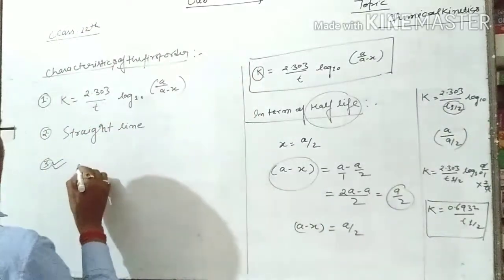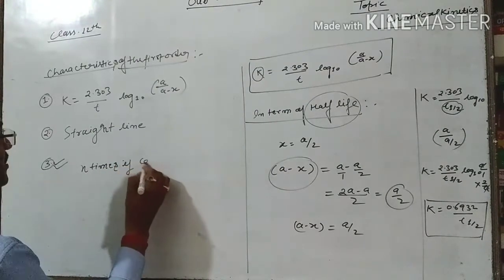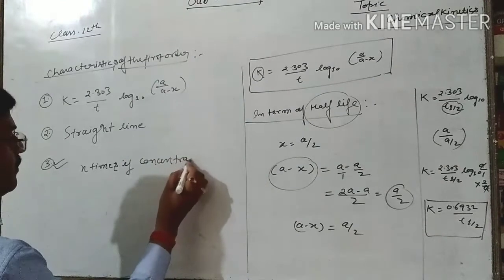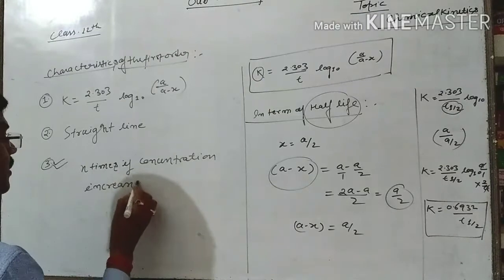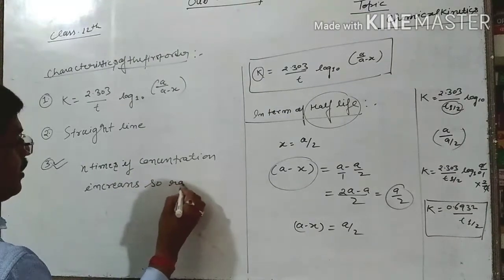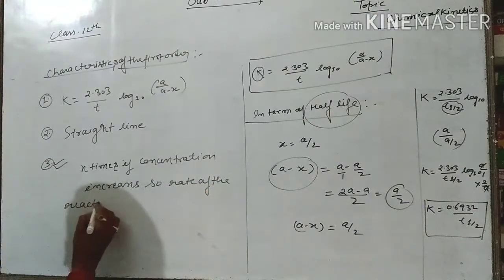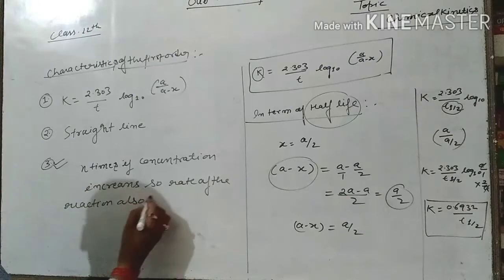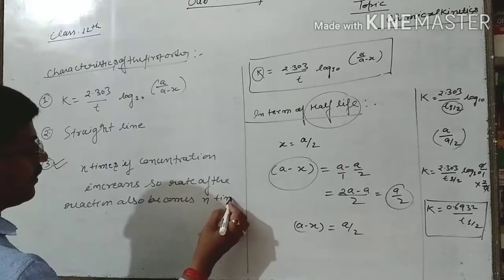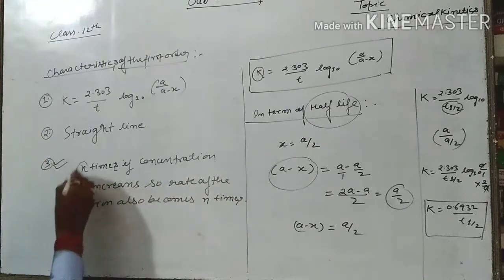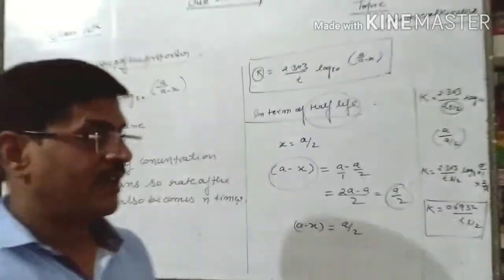It means if the concentration increases n times, the rate of the reaction also becomes n times. So this you have to remember. Concentration increases n times, so the rate of reaction also becomes n times.